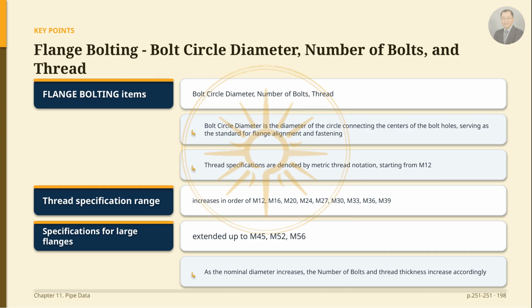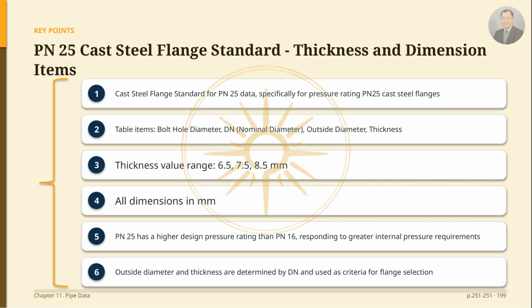As the nominal diameter increases, the number and thickness of bolts increase accordingly, so please check the required specifications in this table according to the flange size you are designing. This slide contains the standard data for PN25 cast steel flanges, which respond to higher internal pressure requirements.